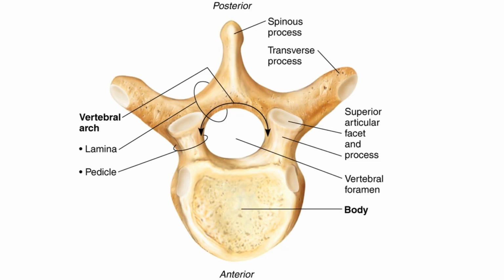Structure of a typical vertebra. Body, anterior rounded portion. Vertebral foramen, opening for the spinal cord. Transverse process, lateral projections. Spinous process, single, medial, posterior projection. Intervertebral foramina, between 2 adjacent vertebrae, passageway for spinal nerves.